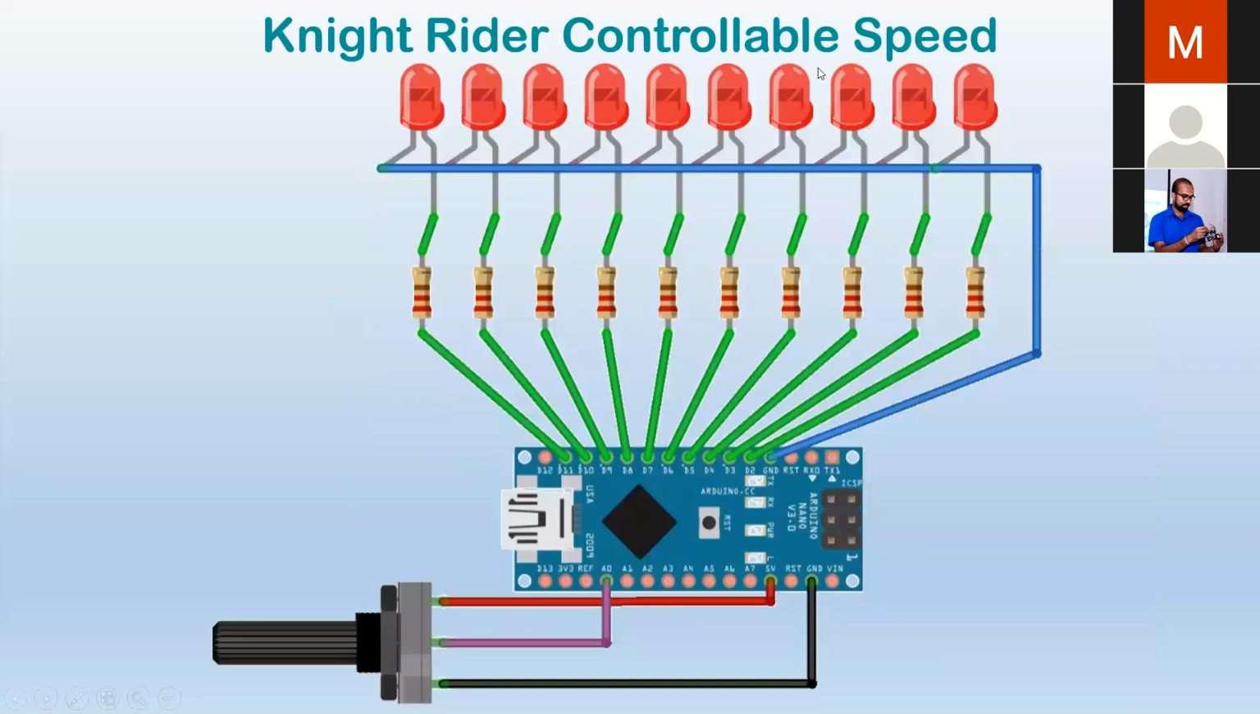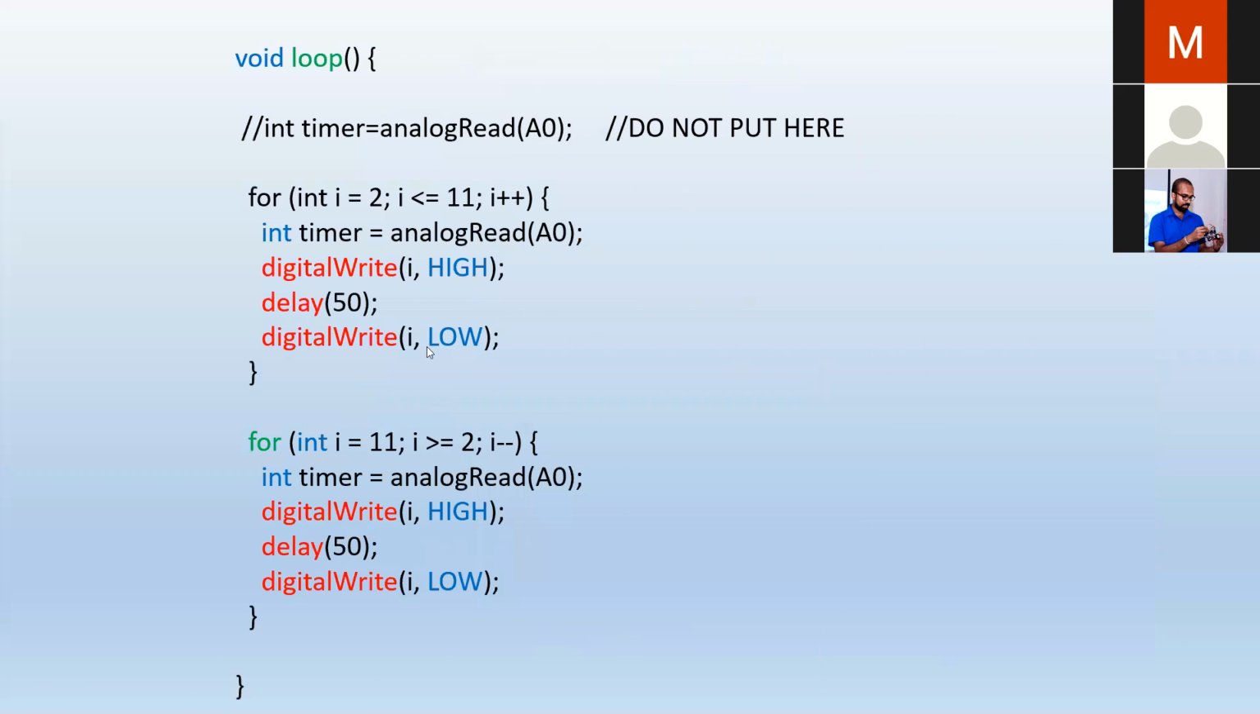So this is a night rider circuit. You know, these LEDs go from this direction to this direction repeatedly, and with this potentiometer, you can control the speed of that pattern, right? So actually, you can try that at home. You know, it is not that hard.